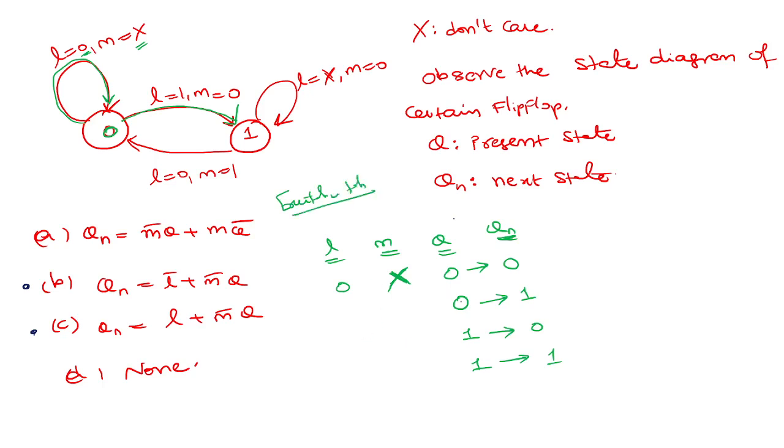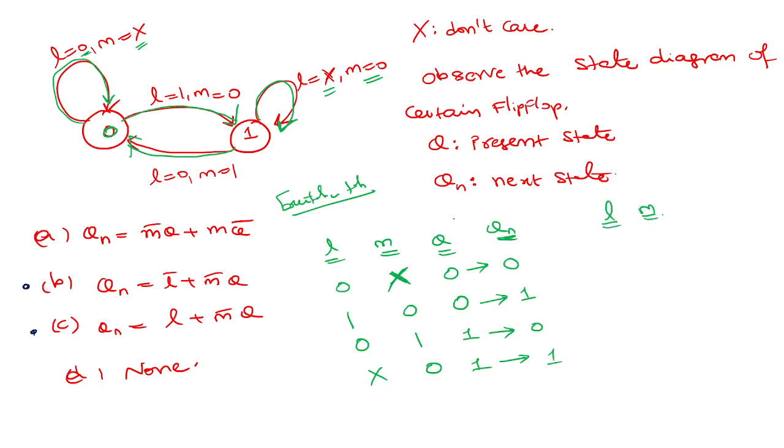Then to move from 0 to 1, what are the inputs you should apply? L equal to 1, M equal to 0. Then to move from 1 to 0, you need to apply L equal to 0, M equal to 1. Then to move from 1 to 1, L is don't care, M equal to 0. Are you getting it?